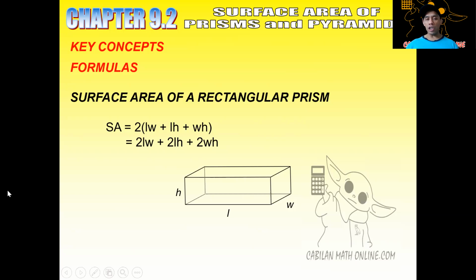That's why for each pair of letters you can see here, there's a 2 in front of each pair of letters. So that's understanding the formula and understanding what surface area is.